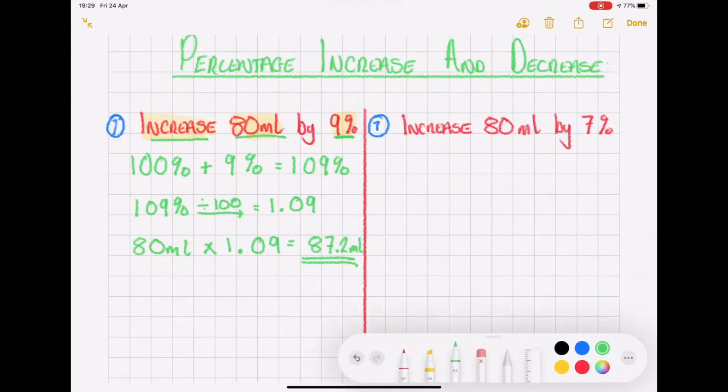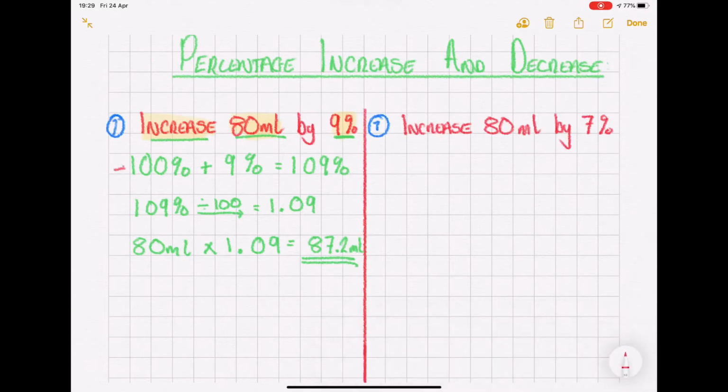So let's go over the steps one more time for finding a percentage increase. We start off with 100%, and because it's increase, we add, and then we add what we're increasing it by to get our new percentage. And then we have to find a multiplier. So we do 109%, we divide it by 100 to get our multiplier. And we take our multiplier and we times it by our amount to get our final answer over here. Hopefully all those little arrows made sense.